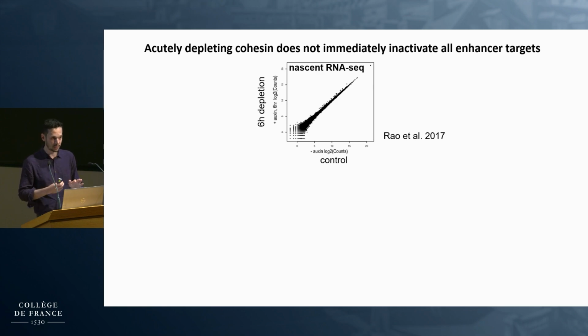One problem here, which we're going to discuss more in a second, is that cohesin, as you know, is also required for sister chromatid cohesion and cell division. So these assays cannot be performed in cycling cells, and literally you have just a few hours before the cells start dying to perform these transcriptomic experiments.